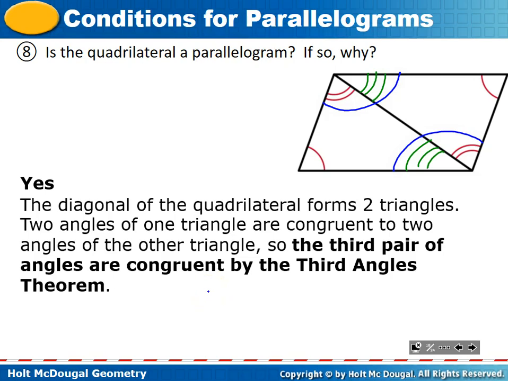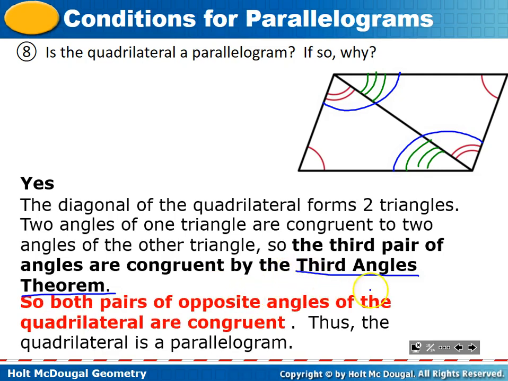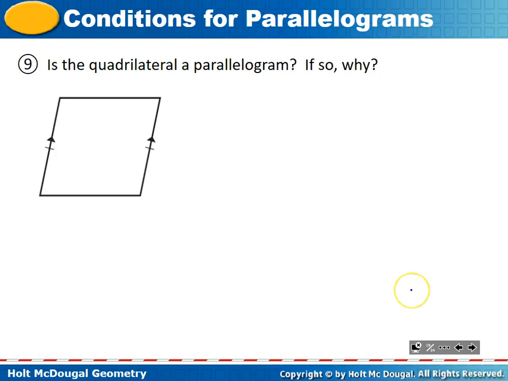So this is the part that you better write in on your paper. The third angles theorem is why we have that the third angles are congruent, and so both pairs of opposite angles of the quadrilateral are congruent, thus the quadrilateral is a parallelogram.